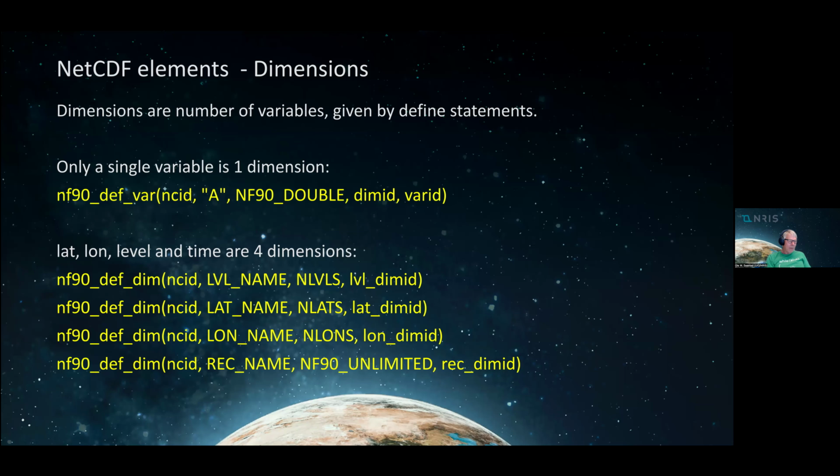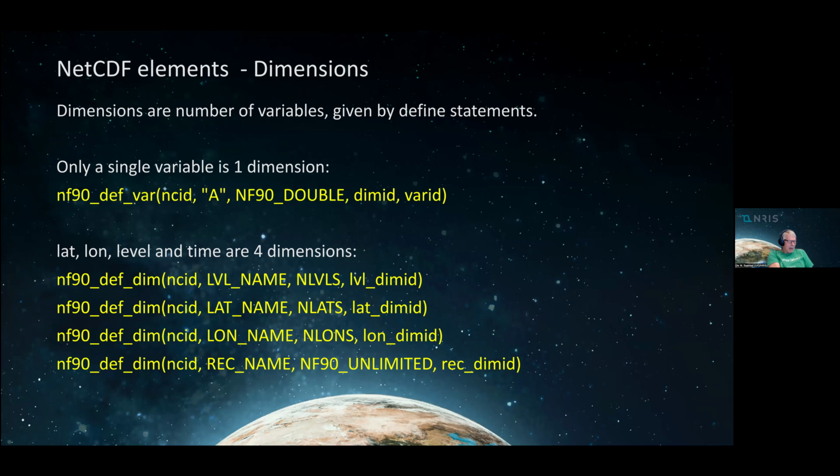We use the NC double, look here, the C syntax. The syntax double means a 64-bit floating point number. You have to have knowledge about the C way of doing that. You have to remember that a double means a real 64. Then we have the dimension ID and the variable ID.